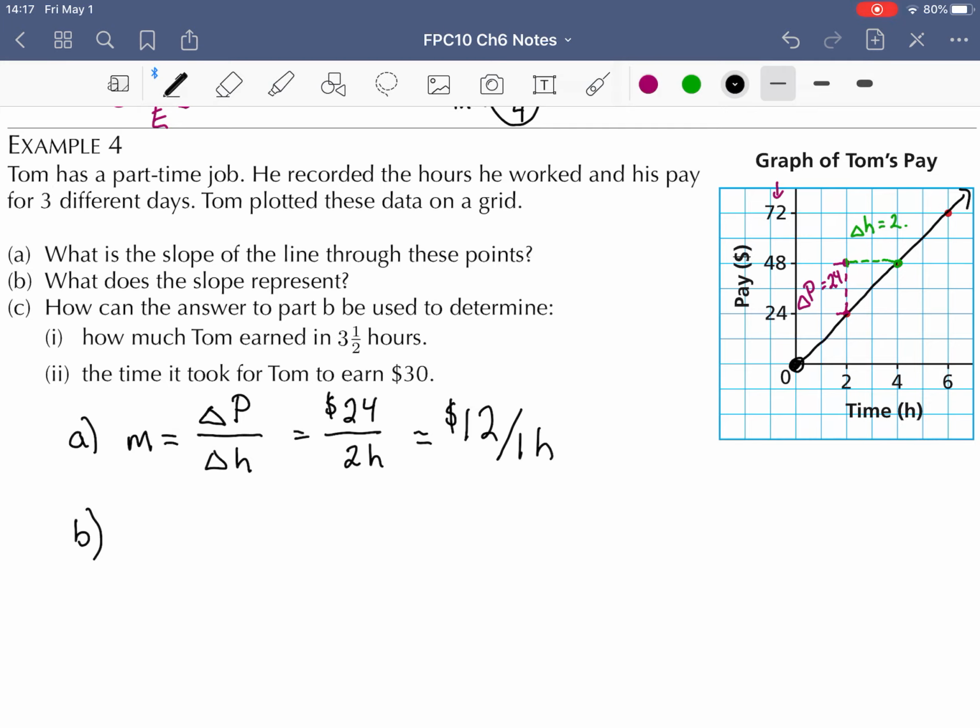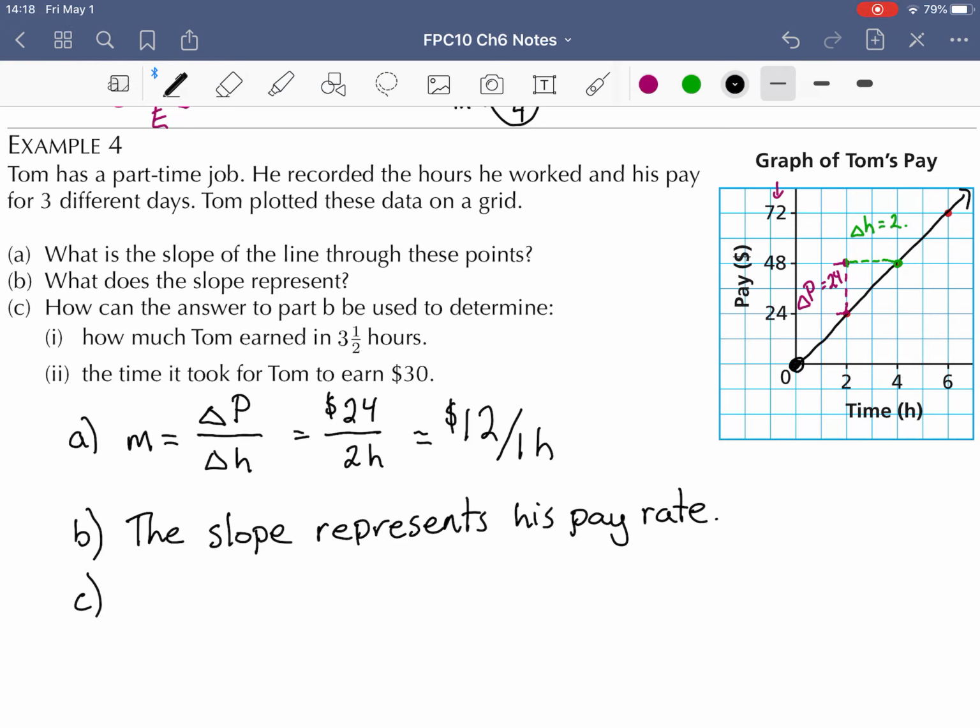B. Okay, this $12 per hour. What does the slope represent? The slope represents his pay. More specifically, his pay rate. That's given in dollars per hour. This is a rate of change. The rate of change is how fast his wallet changes in terms of money. So this is a rate of change. The rate of change is $12 for every 1 hour.